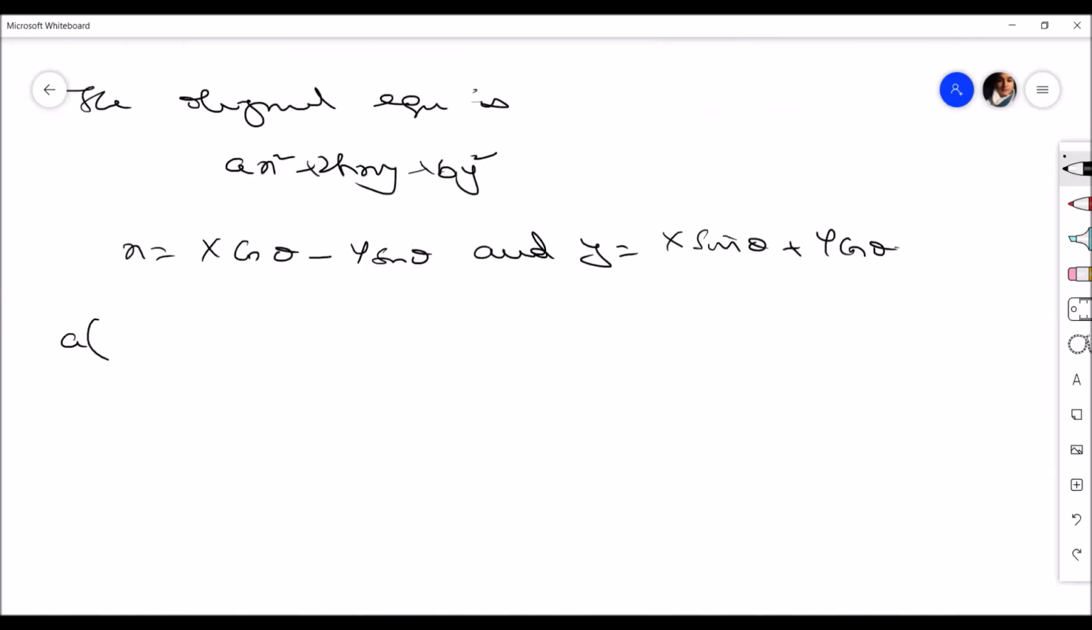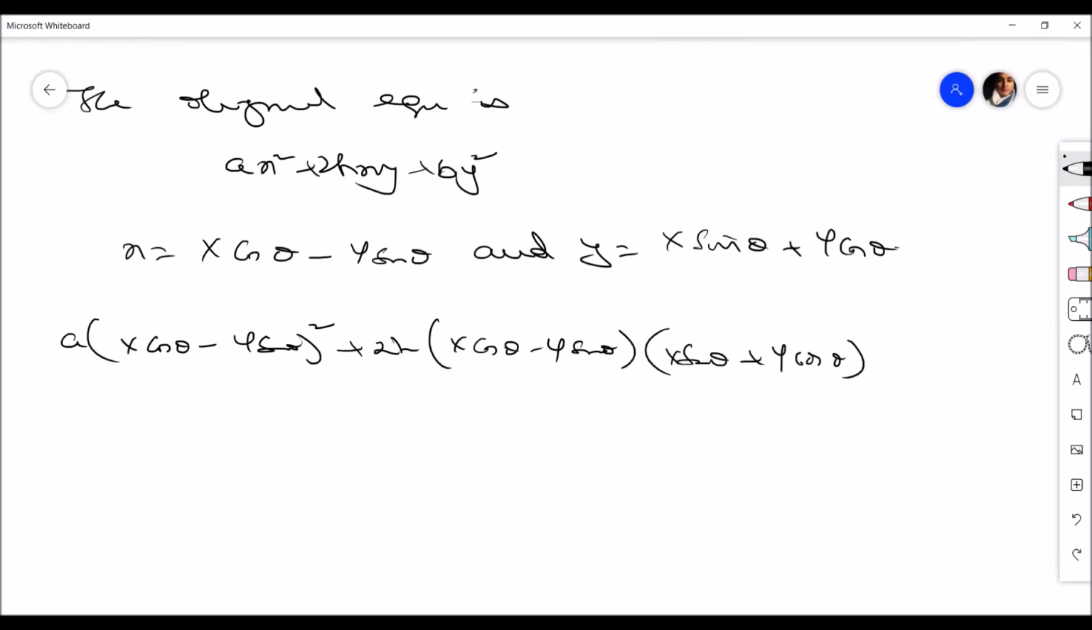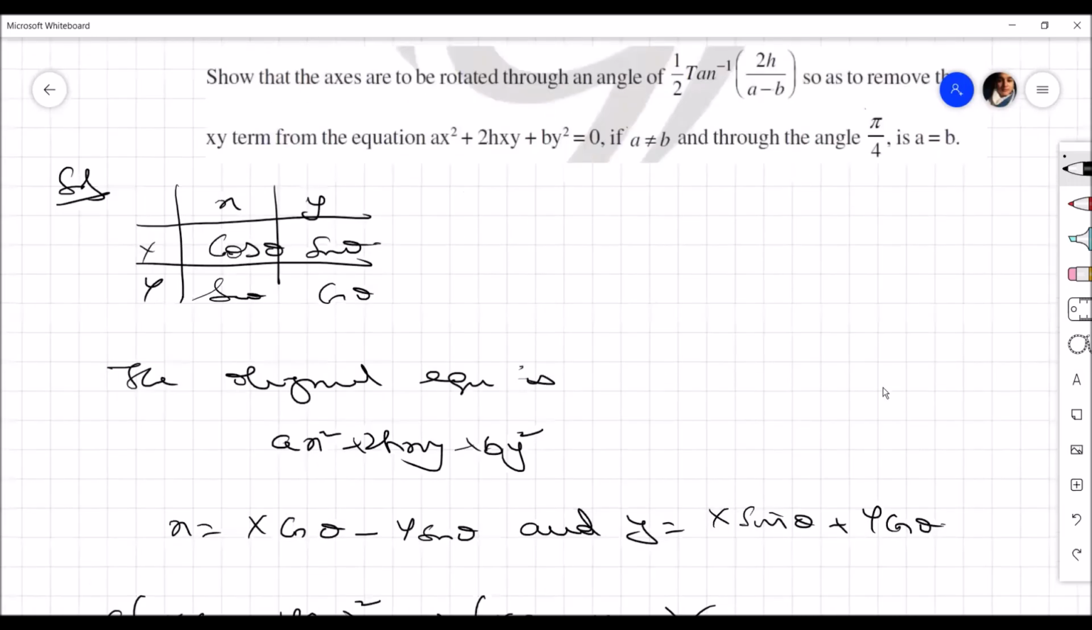Observe carefully. So a into (capital X cos theta minus capital Y sin theta) whole square, plus 2h into (capital X cos theta minus capital Y sin theta) into y, which is nothing but (capital X sin theta plus capital Y cos theta), plus b into y square, that is (capital X sin theta plus capital Y cos theta) whole square. So the advantage here is that we don't have to expand this entire term. What is asked for is that you're only asked to remove the xy term here.